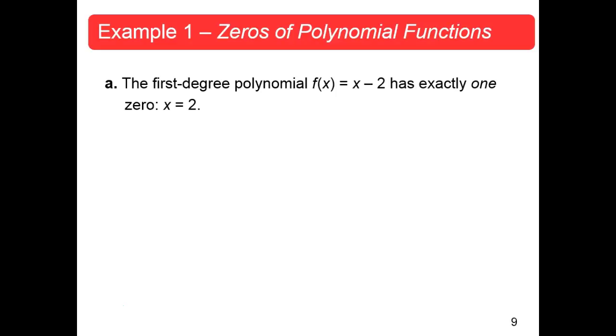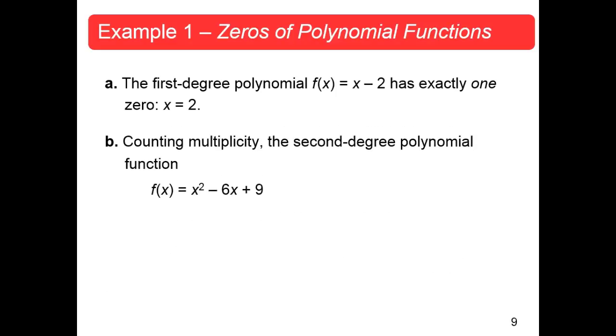First degree, it has exactly 1 zero. How do we find that zero? Set it equal to 0, and then you solve it, and what do you find? X equals 2. There it is. We've already been doing that all along. Tells us we have exactly 1. That could have been complex, but it wasn't. It was real. Okay? Well, reals are complex too. Okay. How about this one?